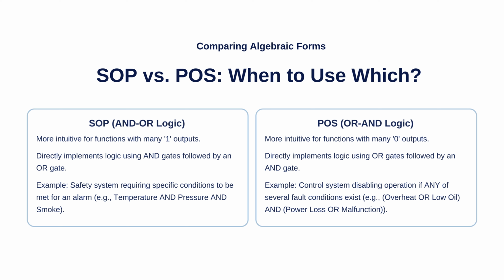Example. Safety system requiring specific conditions to be met for an alarm, e.g., temperature AND pressure AND smoke. Example. Control system disabling operation if any of several fault conditions exist, e.g., overheat OR low oil, AND, power loss OR malfunction.